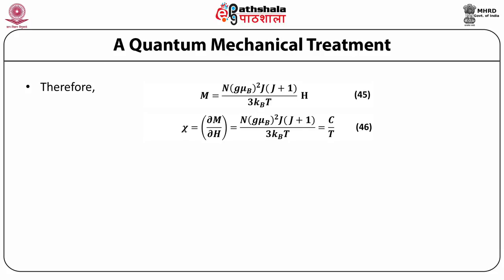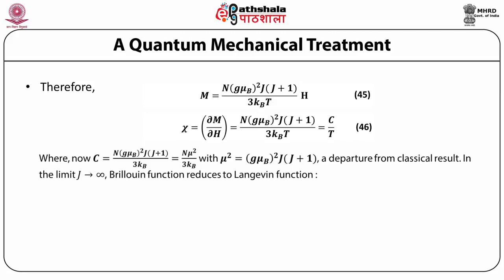whole multiplied by H. And susceptibility chi can be written as the partial derivative of M with respect to H, which is equal to N g mu_B whole square J(J+1) divided by 3k_BT, which is once again equal to a constant divided by T, where now the constant C is equal to N g mu_B whole square J(J+1) divided by 3k_B, which is equal to N mu square divided by 3k_B, with mu square equal to g mu_B whole square J(J+1), a departure from the classical result.